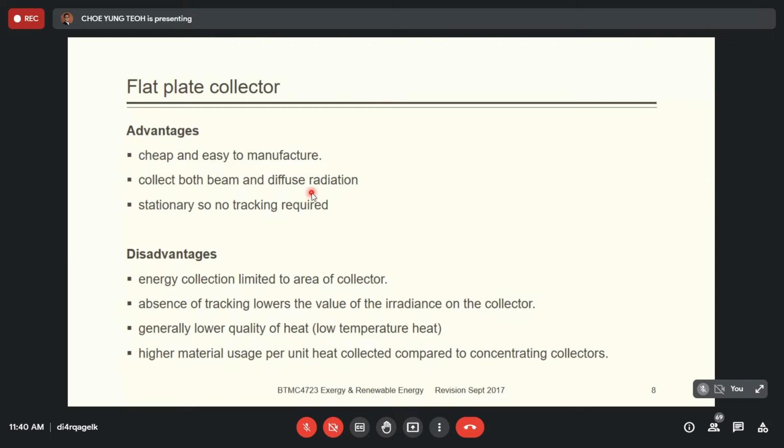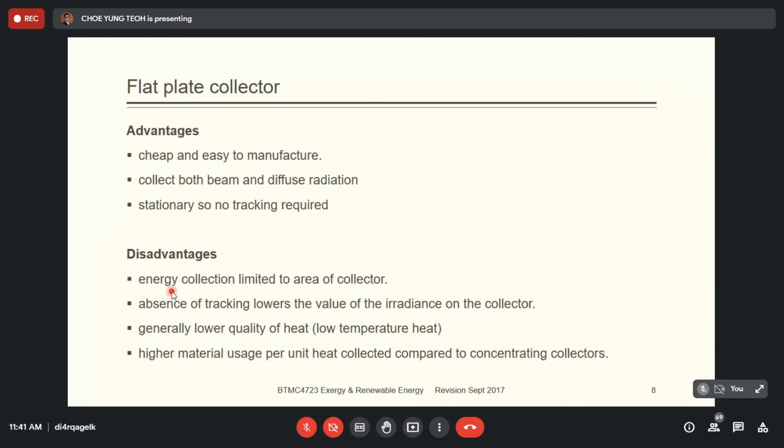Collect both beam and diffuse radiation. So in this case, you do not have any tracking. It means that whatever heat falls on the panel, you will absorb. So we will absorb both beam and diffuse radiation. Stationary, so no tracking required. So it will be cheaper and less maintenance.